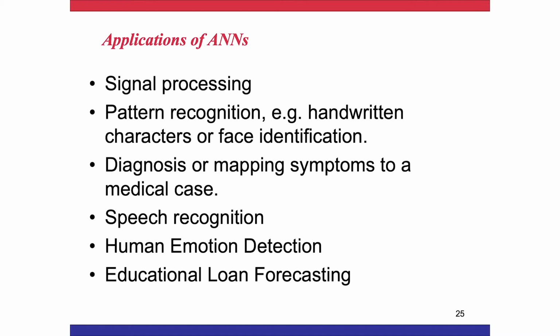We can also classify human emotions, and hence detect human emotion through neural network models, because a neural network is a good classifier. Similarly, as a neural network can be used for prediction, we can use it for educational loan forecasting based on the different parameters of a particular individual.